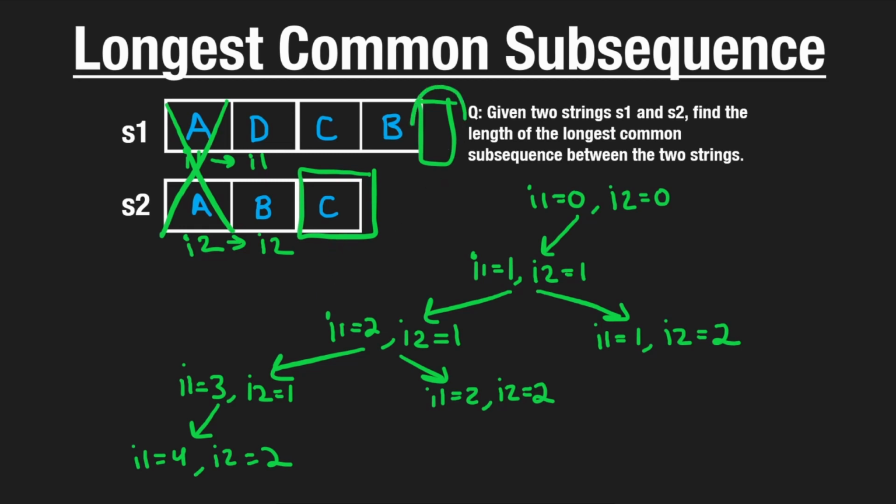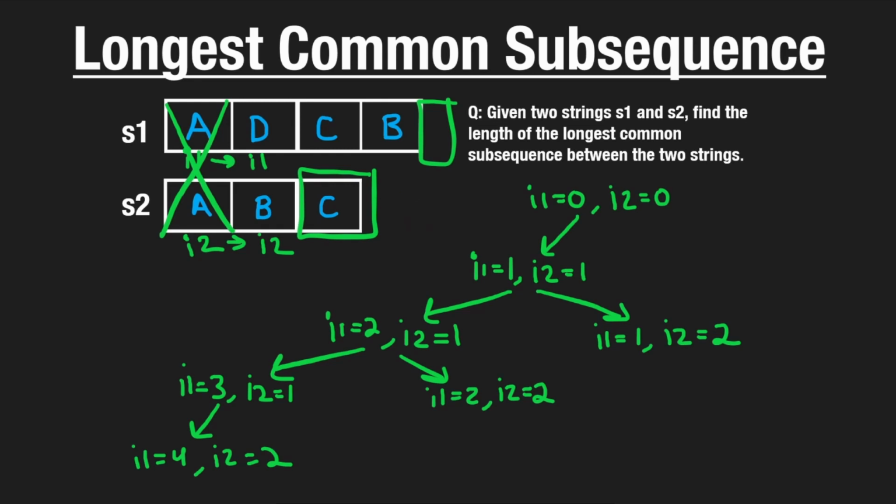Well, the empty string doesn't have any character, so probably the LCS is going to be 0. So that's our base case in this recursive algorithm. If one of the two substrings is empty, aka we have reached the end of one of them, then the LCS is going to be 0. Maybe we'll reach the end of both of them.